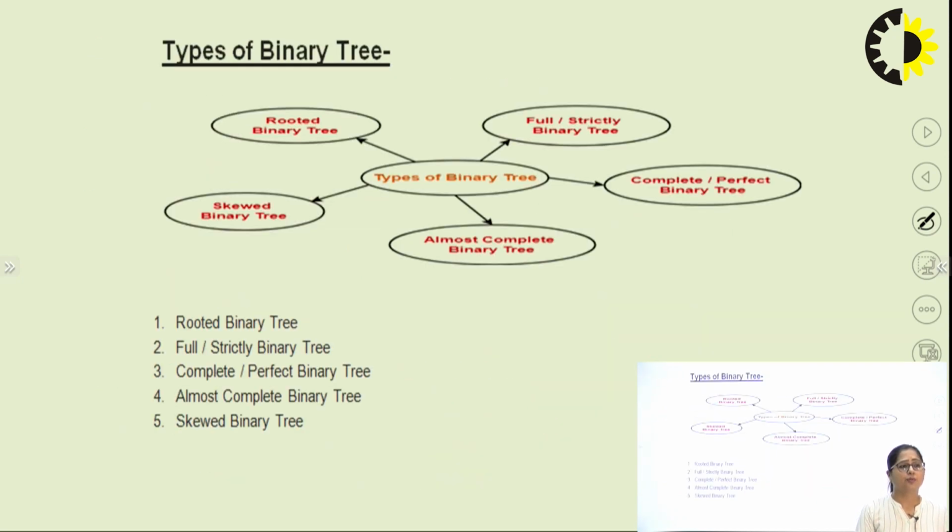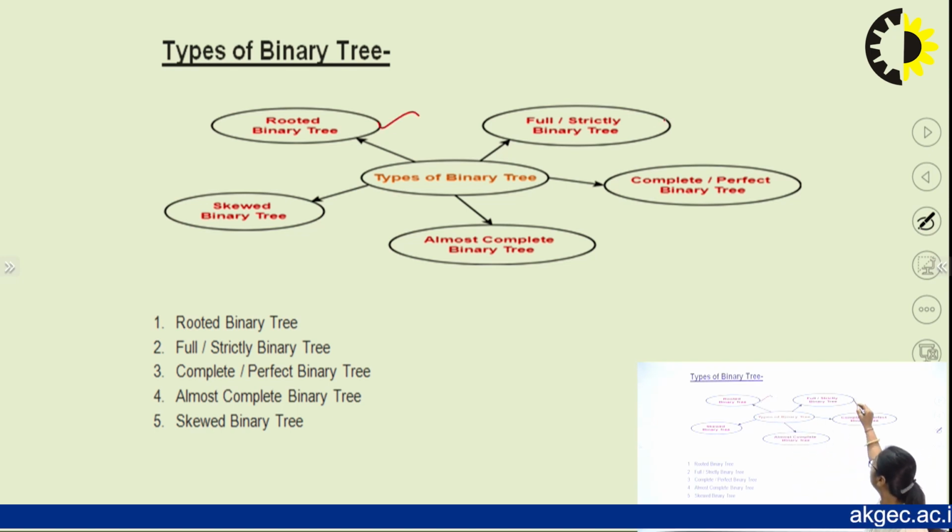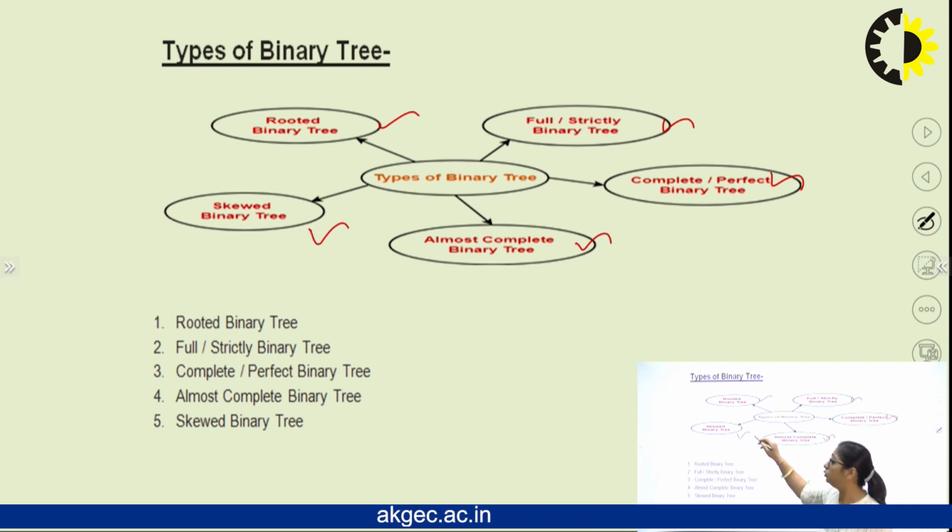So, types of binary trees. There are different types of binary tree: rooted binary tree, full or strictly binary tree, complete or perfect binary tree, almost complete binary tree, and the skewed binary tree. So let's discuss one by one.